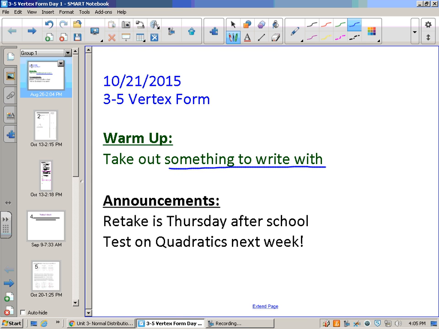We're going to try to do this without a calculator, just like yesterday. We're going to look at the vertex form of a quadratic today. Okay, so let's get going on this.